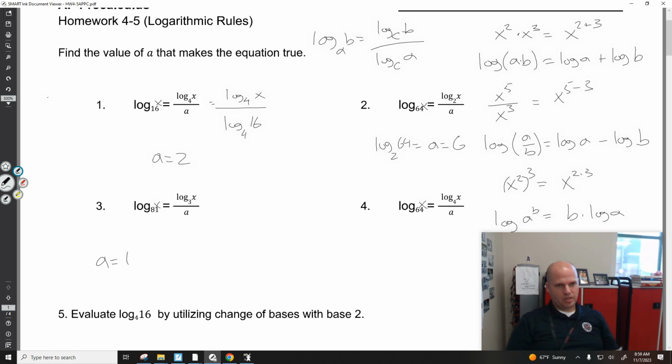Here, a has to be the log base 3 of 81. 3, not 27, 81. It's 4. Here, we're changing to log base 4. Log base 4 of x in the top, log base 4 of 64.